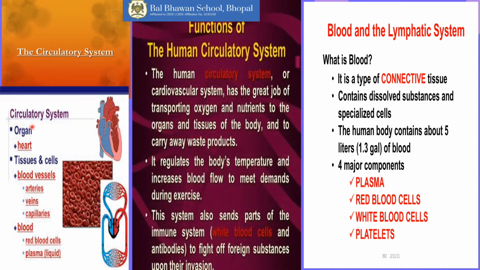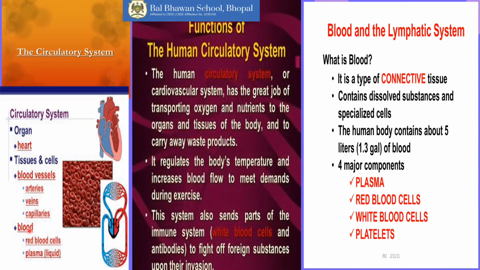Now let us see what are the parts of the circulatory system. The circulatory system has the following parts: organ, that is the heart, which is a pumping organ. Then we have blood vessels, the tube-like structures through which blood flows. And these blood vessels are of three types: arteries, veins, and capillaries.